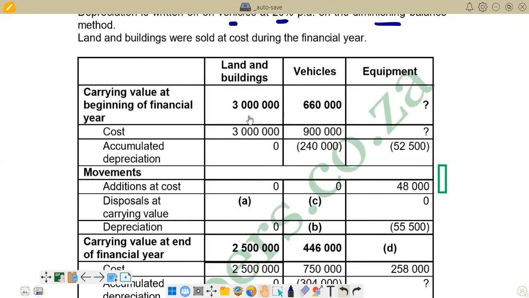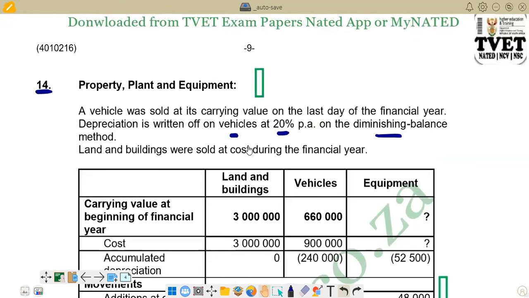So basically, here you are seeing that the value that we have at the beginning is reduced from 3 million to 2.5 million. So what we are going to do is just calculate the difference between the two, and it's going to indicate the figure for disposal. So it means we started with 3 million, and then we disposed part of the landed buildings, and we are left now with 2,500,000. So the difference between the two will indicate to us the disposal that we have.